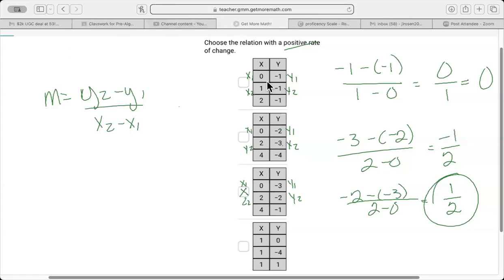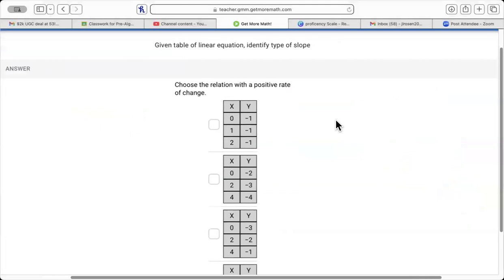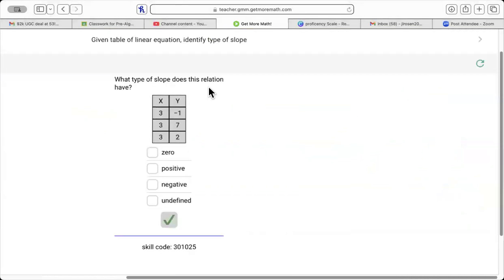Okay. So just showing that each piece relates directly to the next. Let's look at the next one. What type of slope does the relation have? So same thing. We're going to be using m equals y2 minus y1 over x2 minus x1. And that's x1, y1, x2, y2. And we're going to plug it in.